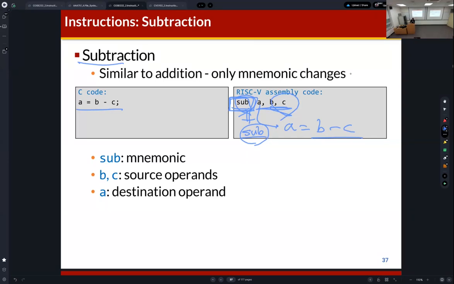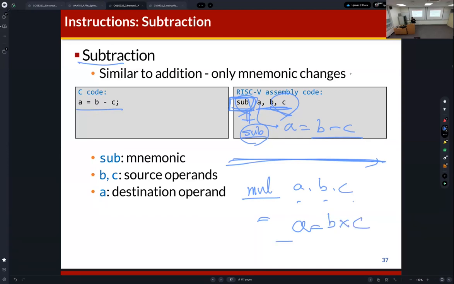You can also imagine the multiply operation, or multiply instruction. Something like this, mul, means multiply, and multiply also requires three operands like A comma B comma C. Three operands. So it means A equals B multiplied by C.